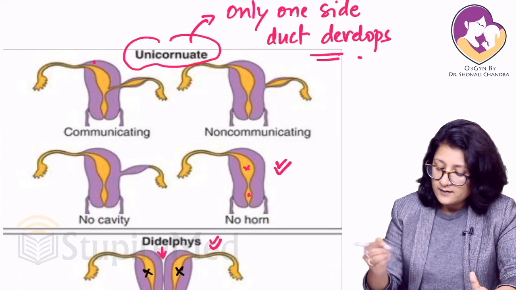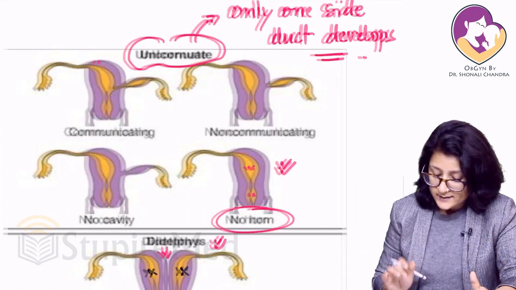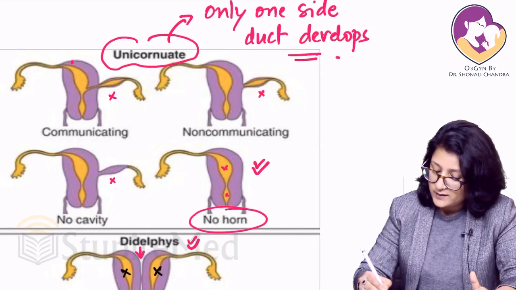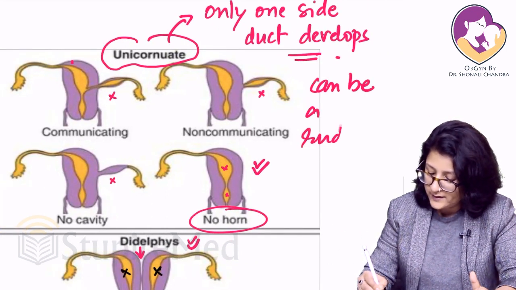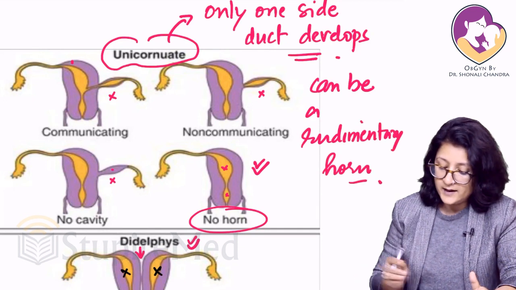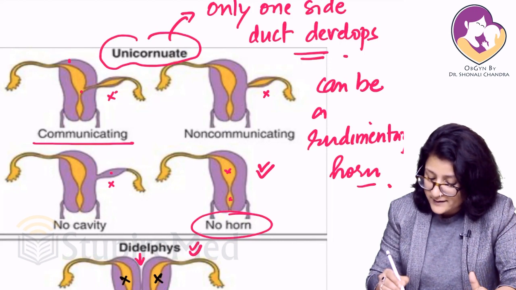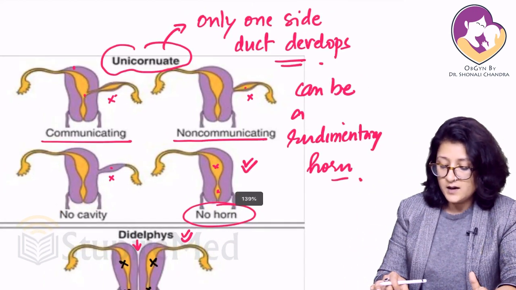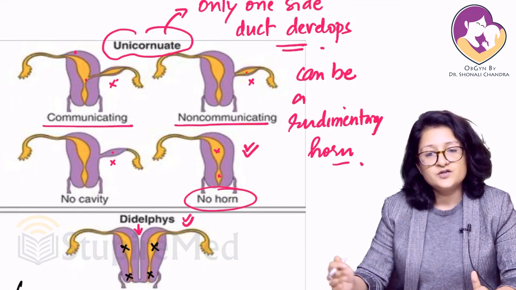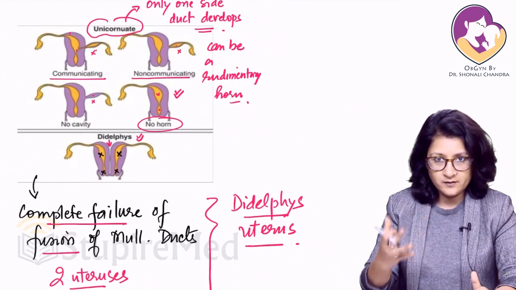All right, then there could be a rudimentary horn. This one has no rudimentary horn, but there can be a rudimentary horn as well. This rudimentary horn can have no cavity, or it could have a cavity that is communicating with the rest, or it could have a cavity that is not communicating with the rest. So there can be different kinds of anomalies. All right, so we have understood the basis of these anomalies. Let me just summarize them for you as well.